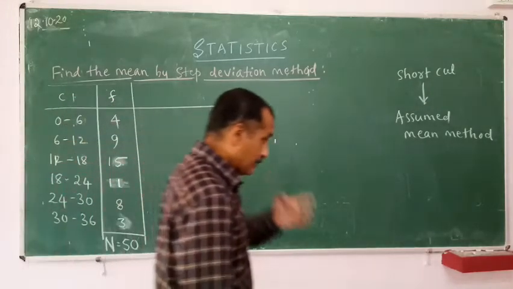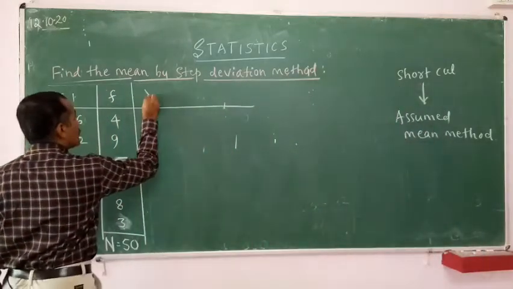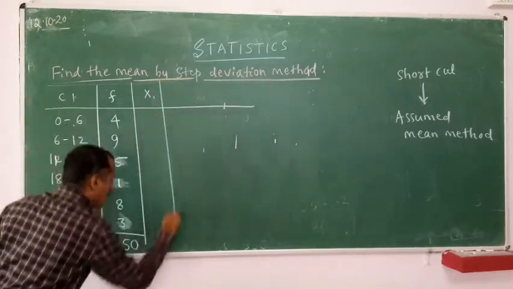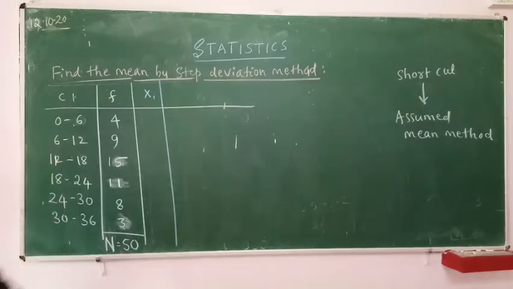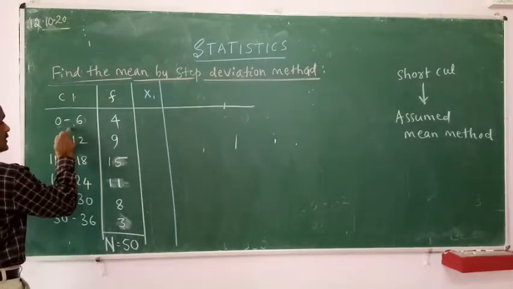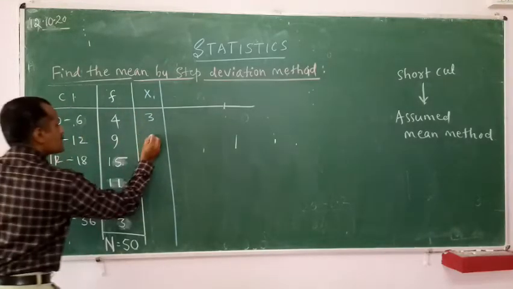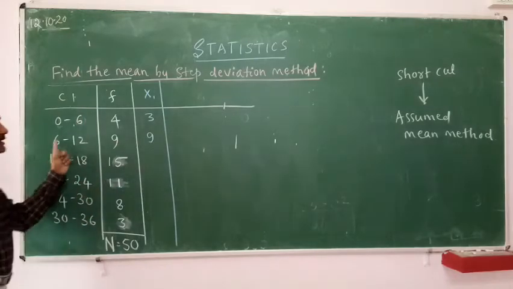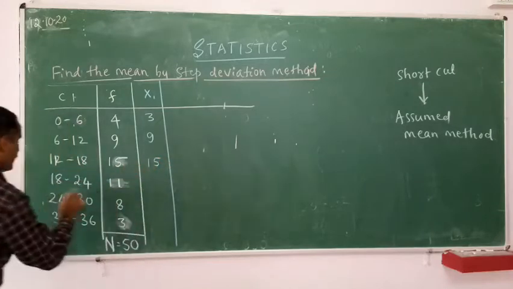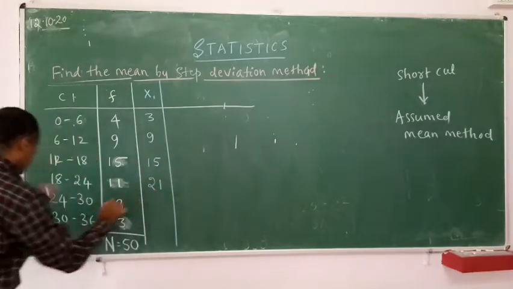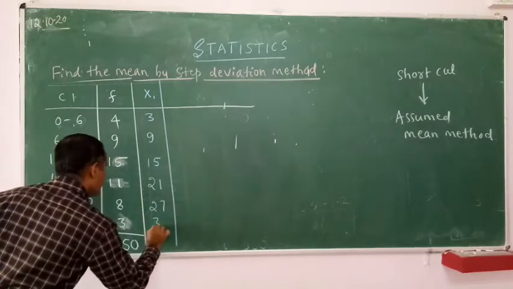Okay students, let me take this problem. In my third column, as I have told you, in any method the third column is always xi, the class mark. 6 by 2, the answer is 3. 18 by 2, the answer is 9. That means 6, and here 3 more. Start: 12 plus 3, 15. 18 plus 3, 21. 24 plus 3, 27. And 30 plus 3, 33.